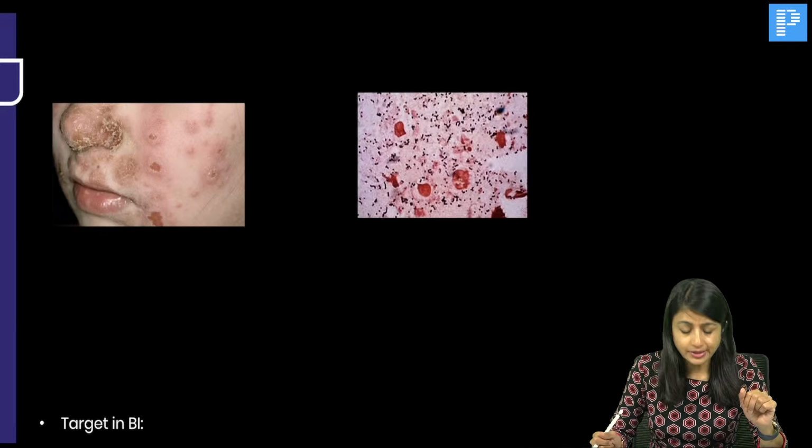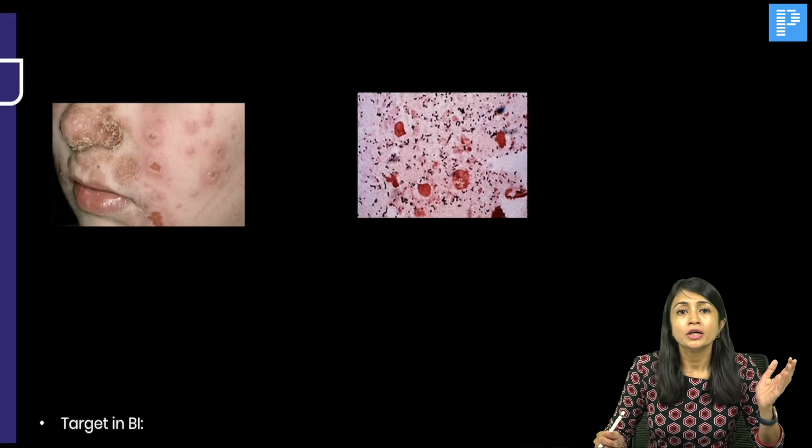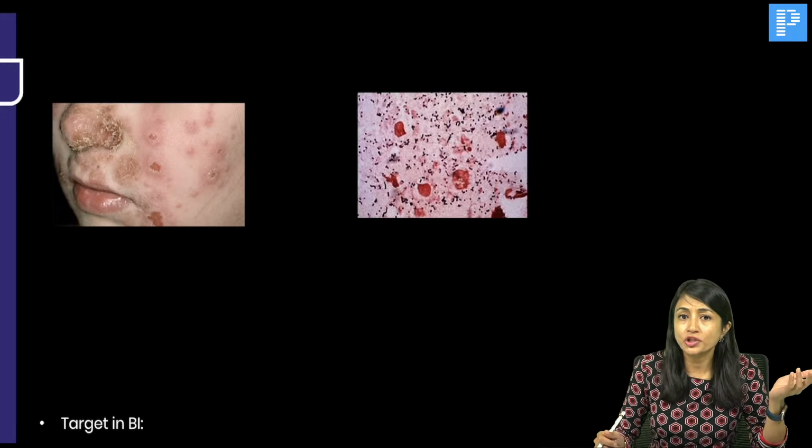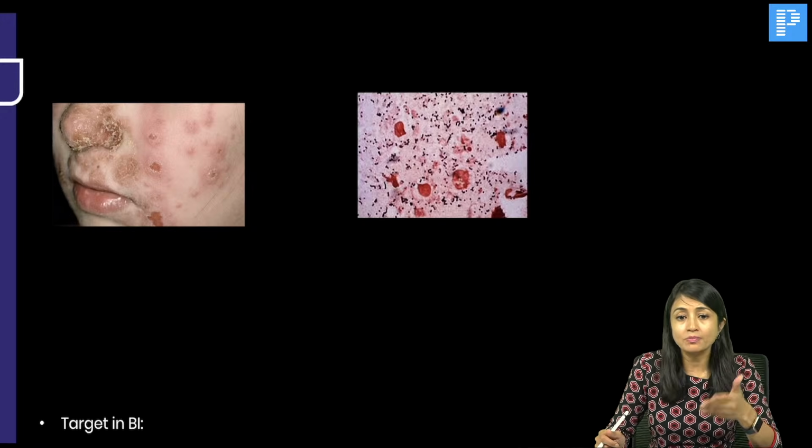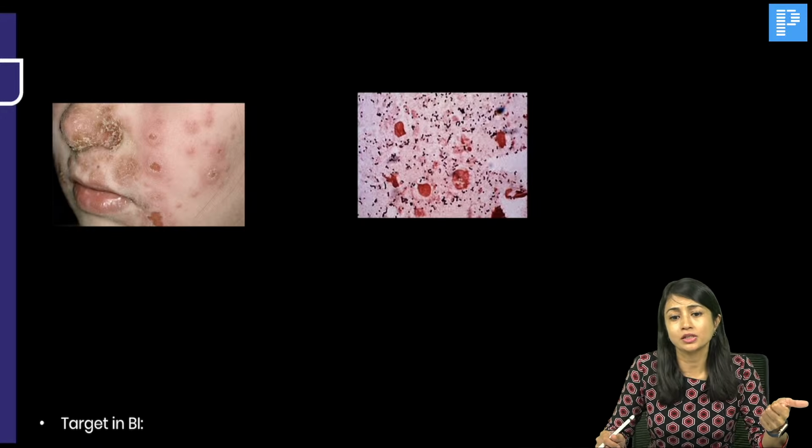Now, what is this? I will give you a brief history. A 3-year-old child comes to you with these lesions on the face. You do a Gram stain and you get this. So what is this condition and how will you treat it?